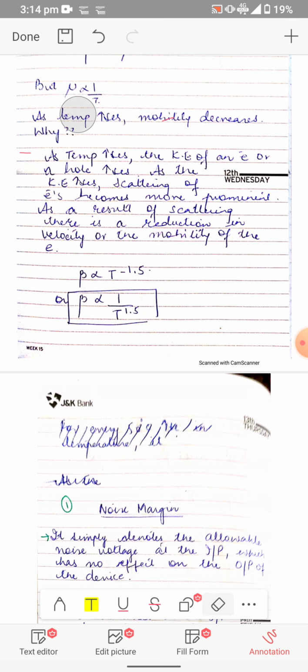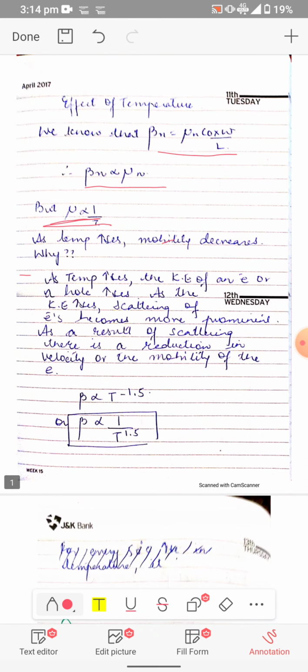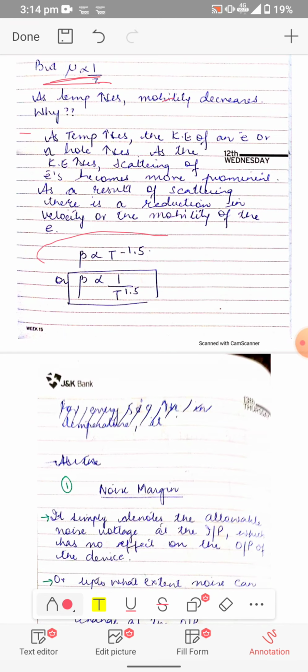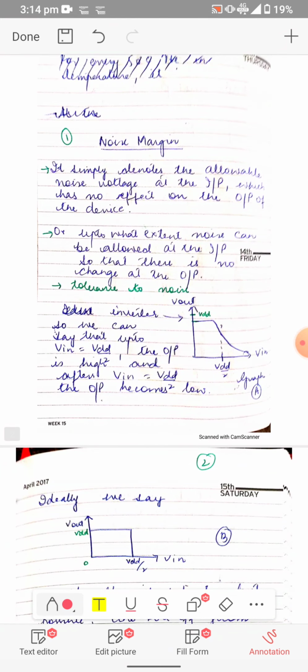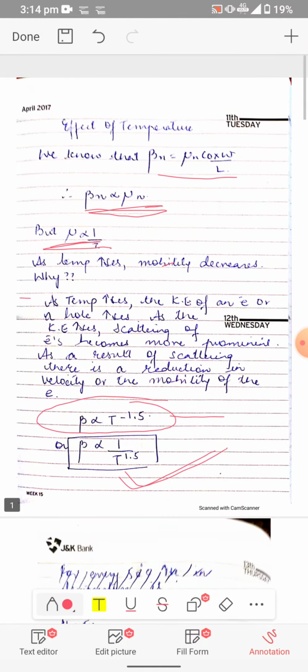Now, as the mobility decreases because of an increase in temperature, the same will be reflected in beta. And how does this beta vary with temperature? It is directly proportional to T raised to the power minus 1.5, or it is given by this equation. So as our temperature increases, our beta decreases by a factor of 1.5. Okay, so that is how beta varies with temperature.